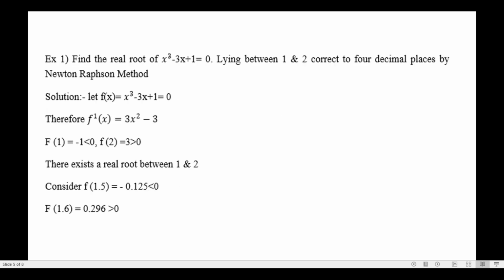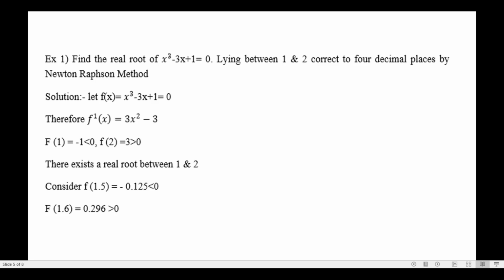Now we discuss how to find the real root of a given equation, either algebraic or transcendental, by using the Newton-Raphson method. Suppose the given equation is x cube minus 3x plus 1 is equal to 0, and given that the root lies between 1 and 2. Now we consider the given equation as f of x, that is x cube minus 3x plus 1 is equal to 0. Therefore f dash of x is equal to 3x square minus 3.